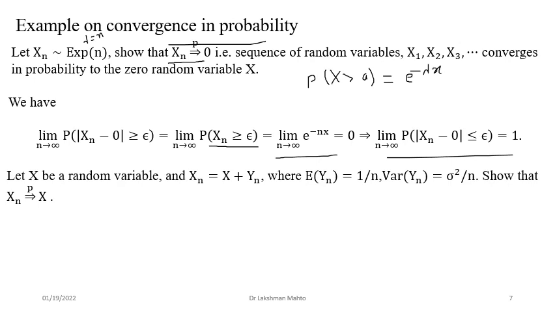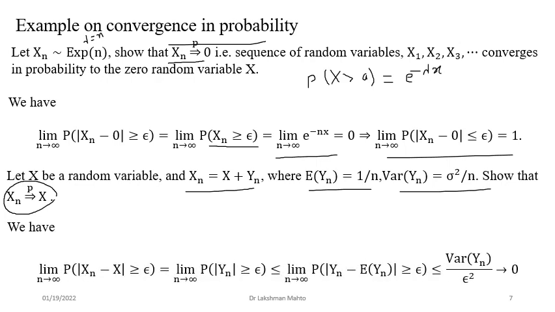There is one more result you can see. Here we are taking a random variable x, which is any random variable, and yn is a very specific random variable whose mean is 1 by n and variance is sigma square by n. If you define a sequence of random variables xn equal to x plus yn, then we can easily say that xn converges to x in probability.